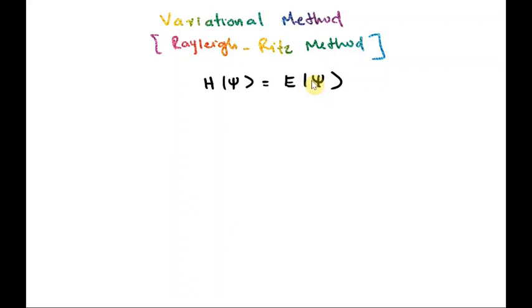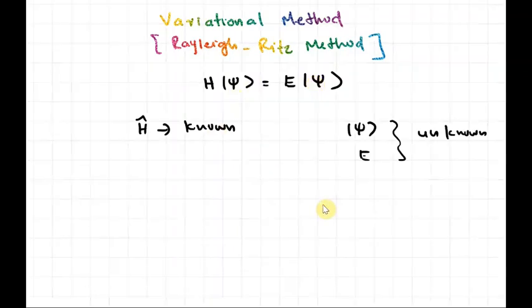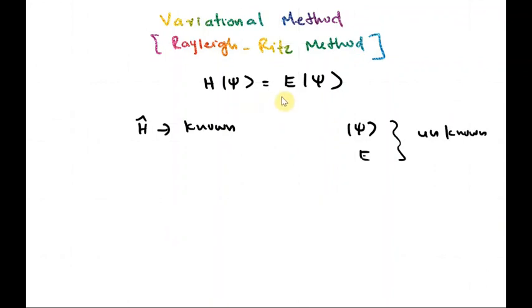To apply the variation method, we must have a Hamiltonian, and the states or the eigenvalue in this case may be unknown. So these are the things that we need to find out after solving this equation. The natural way of doing it is just to solve this equation, but whenever you have trouble, you have to use an approximation scheme.